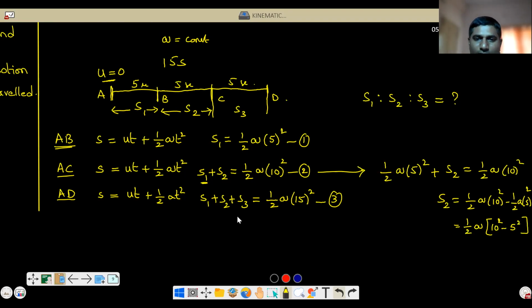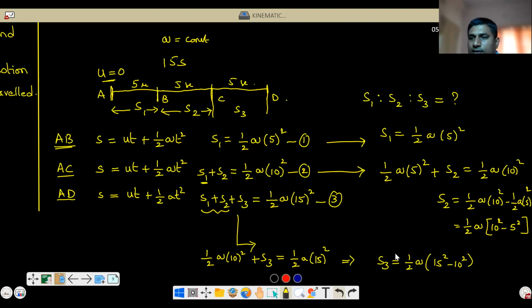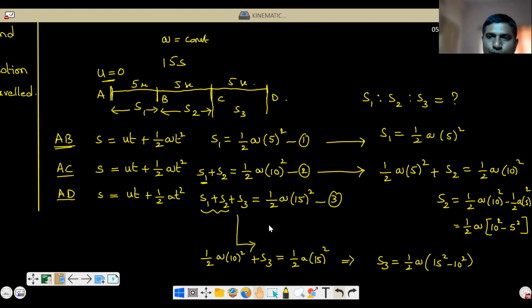Same way, S3 also we can find out. Because S1 plus S2 is half A into 10 square, plus S3 must be equal to half into A into 15 square. So S3 is equal to half into A into 15 square minus 10 square. And S1 is half into A into 5 square. Now let us find the ratio.